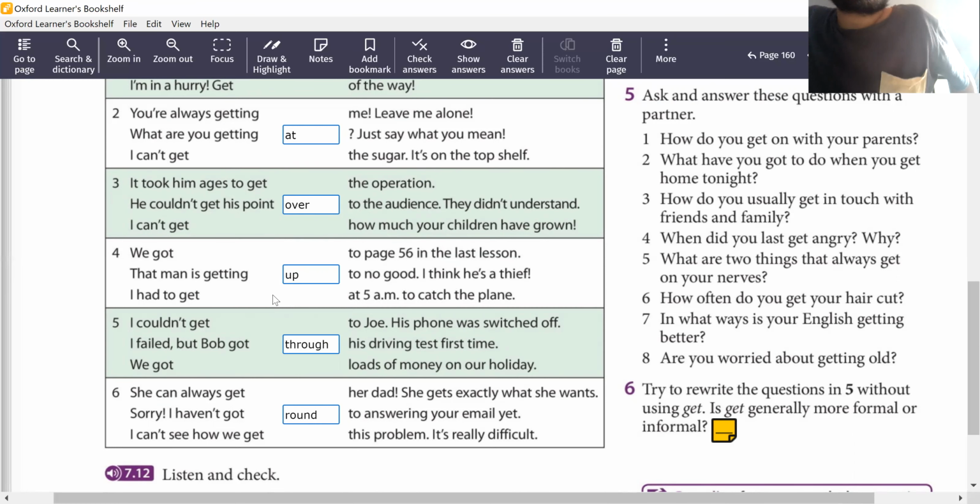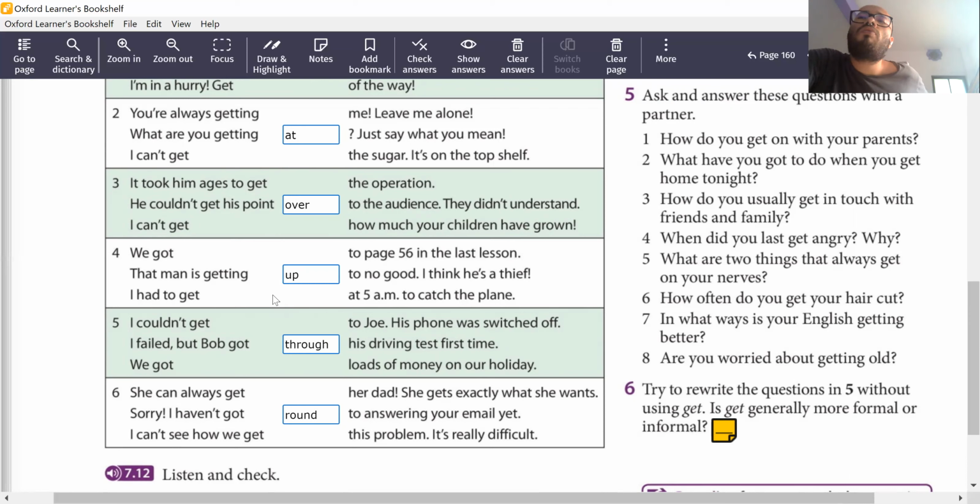No, I couldn't get through. That means I couldn't connect, we were having issues with the phone or internet connection, getting through, I couldn't get contact. She got through her driving test first time. That means passed. Get through, passed. She can always get around her dad. That means manipulate.